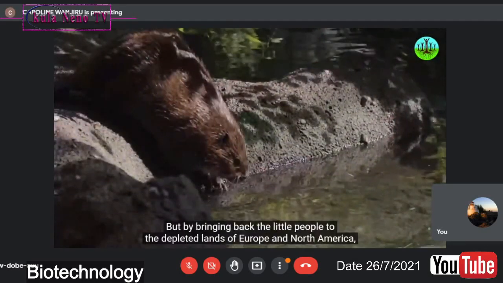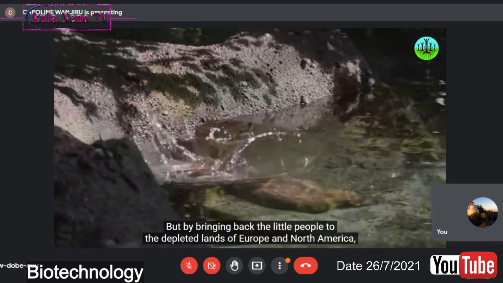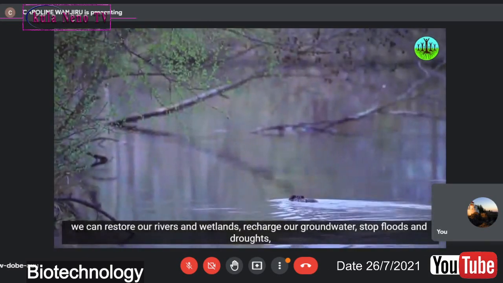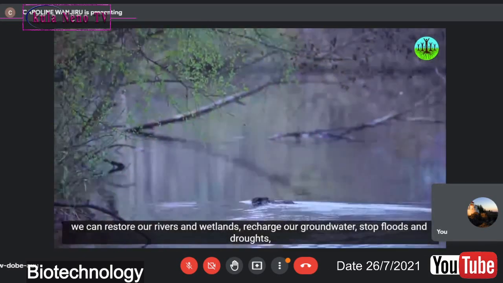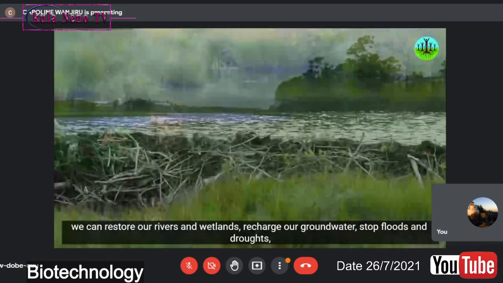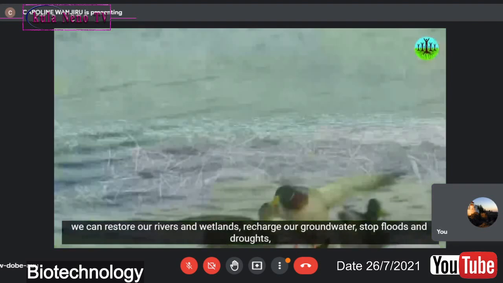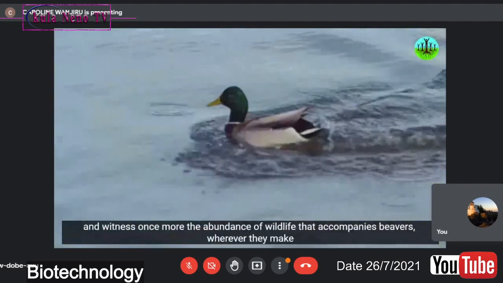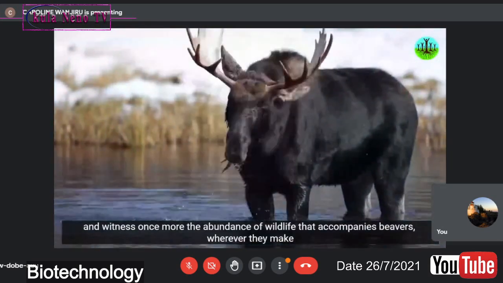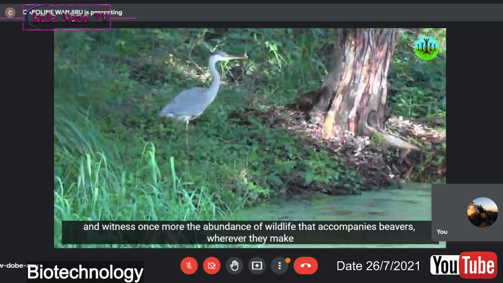But bring back the little people to the depleted lands of Europe and North America, and we can restore and recharge our groundwater, stop floods and droughts, and witness once more the abundance of wildlife that accompanies beavers wherever they make their homes.